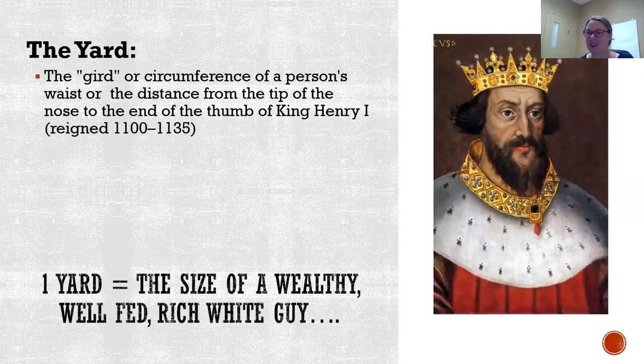The yard. The yard was first defined as the girth, or the circumference, of a person's waist, or the distance from their nose to the end of their thumb. So if I was in class with you, oftentimes I'd hand out a pile of tape measures and I'd say, let's check from the tip of your nose to your thumb, how many of you are close to 36 inches. 36 inches is a yard. Or we might survey and see how many people have a 36-inch waist. That's where the old yard came from.